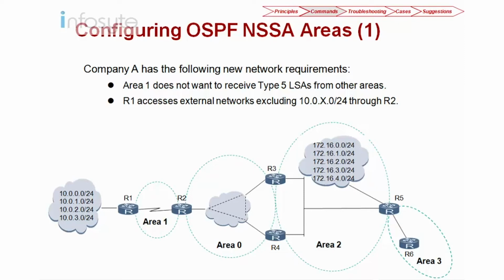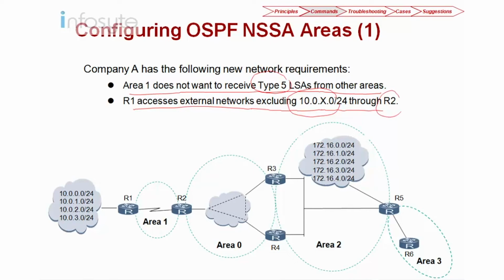So you see that area 1 does not want to receive the type 5 LSA from other areas, and R1 accesses the external network, excluding the 10.0.x.0/24, through R2. So over here they have 2 requirements. First, R1 in area 1 does not want to receive type 5, but the rest can still access the 10.0.x.0 through R2, but not R1.